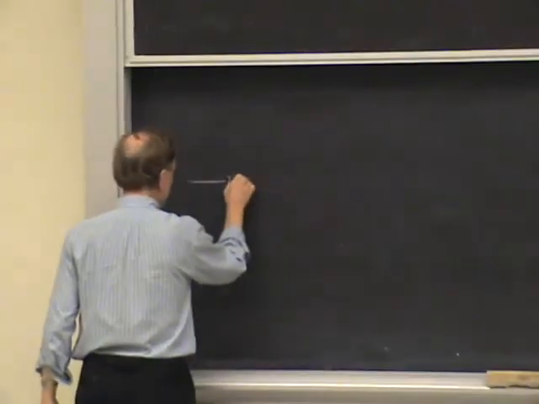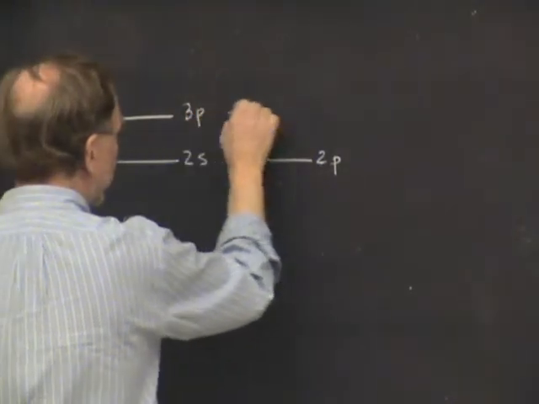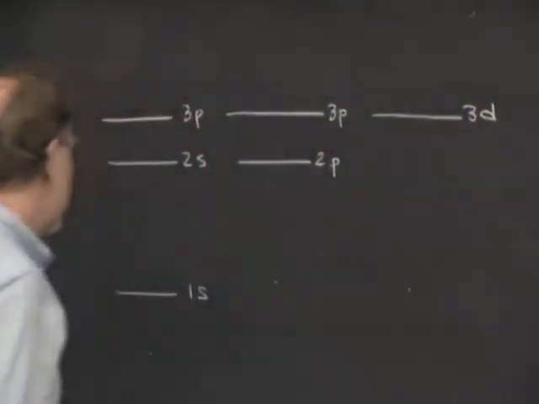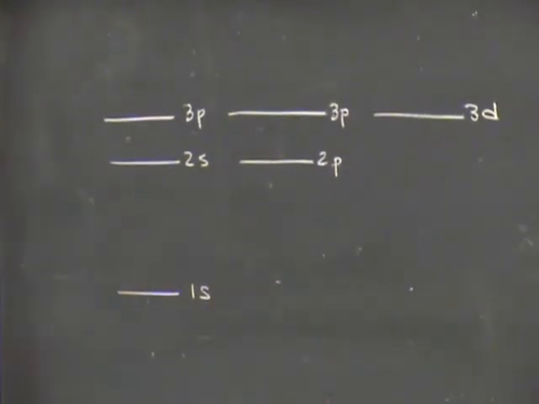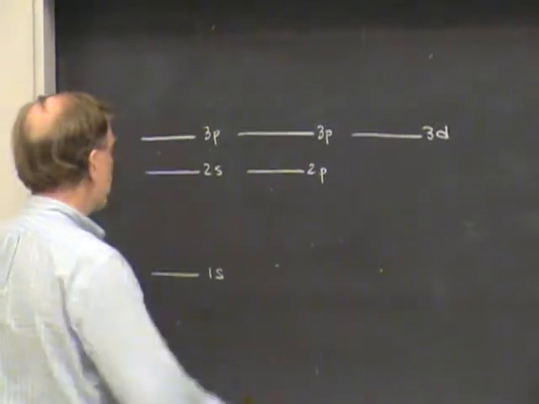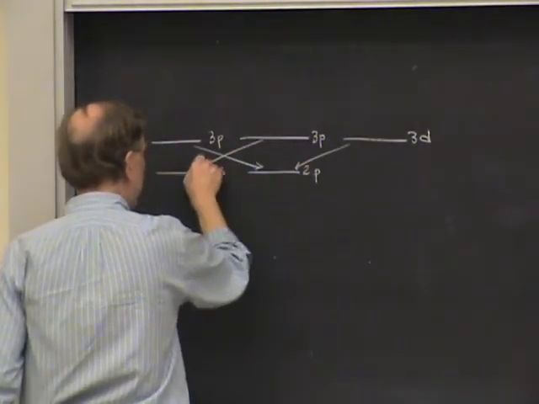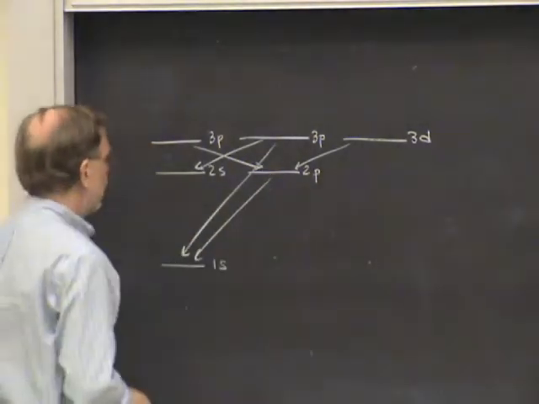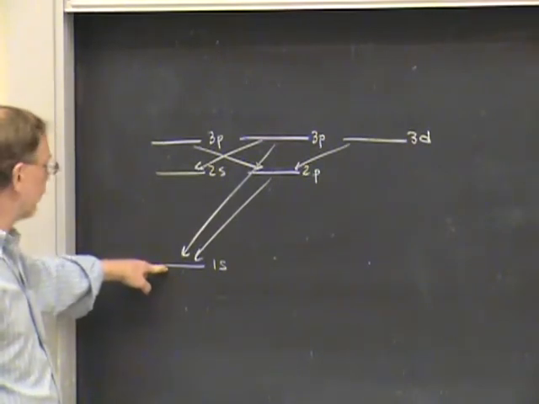In hydrogen, you have the 1s, you've got the 2s and the 2p, and then the 3s and the 3p and the 3d, like this, and so on in higher states. The dipole radiated transition rules require delta L equals plus and minus 1. So you get a transition like this, and one like this, and one like this. But there's nothing in taking it from the 2s to the 1s.